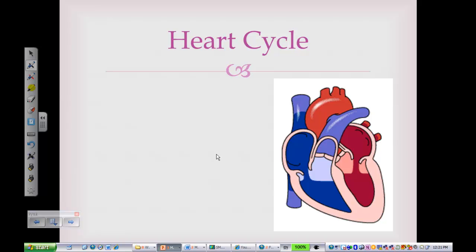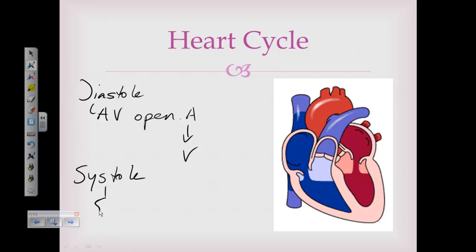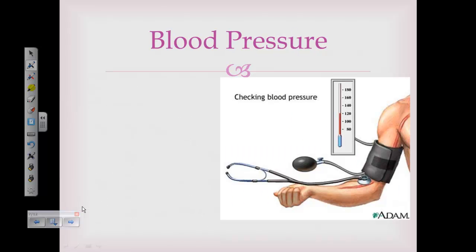Okay, just going to try to go through it. So diastole is when the AV valves are open and blood is moving from the atria into the ventricles. During systole, the semilunar valves are open and blood is moving from the ventricles out to the 2 arteries, the pulmonary arteries and the aorta. So AV valves open in diastole, semilunar valves open in systole.